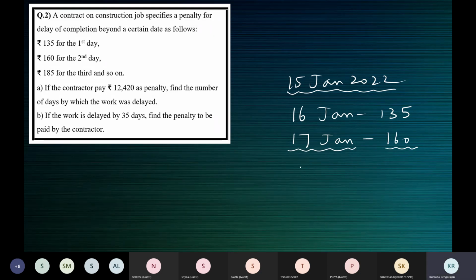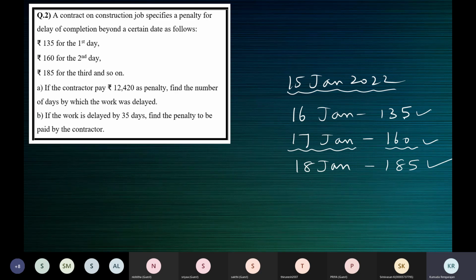Now the work is not completed on 17th Jan also. It extends to 18th Jan. The work will go on, but the contractor has to pay this penalty. For the third day, only for the third day, not for 3 days, the penalty is 185 rupees. So you can see that these terms are in AP, 135, 160, 185.